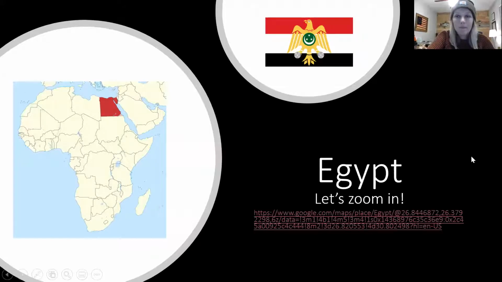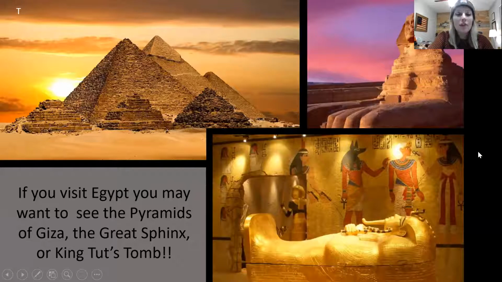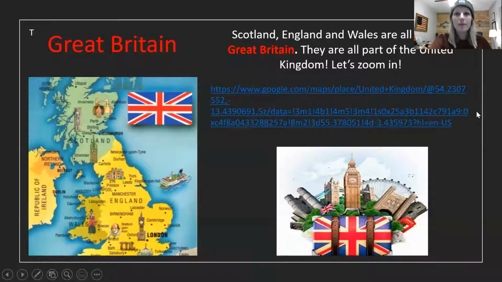This is the country's flag. And if you visit Egypt, you may want to see the pyramids of Giza, the Great Sphinx, and King Tut's tomb, right? Here are the Great Pyramids. This is the Sphinx, and this is King Tut's tomb, right? These are hieroglyphics. So instead of writing things, they drew out pictures.